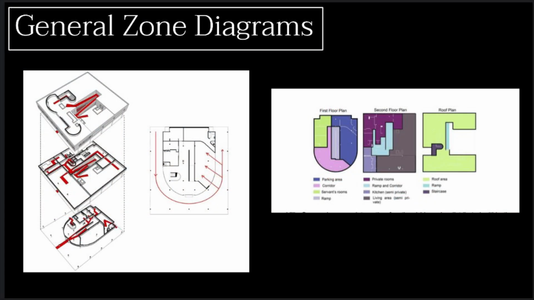The Villa Savoye is organized through clear functional zoning. The ground floor is primarily dedicated to service spaces, including the garage and circulation areas, while the upper floor contains the main living and private spaces.